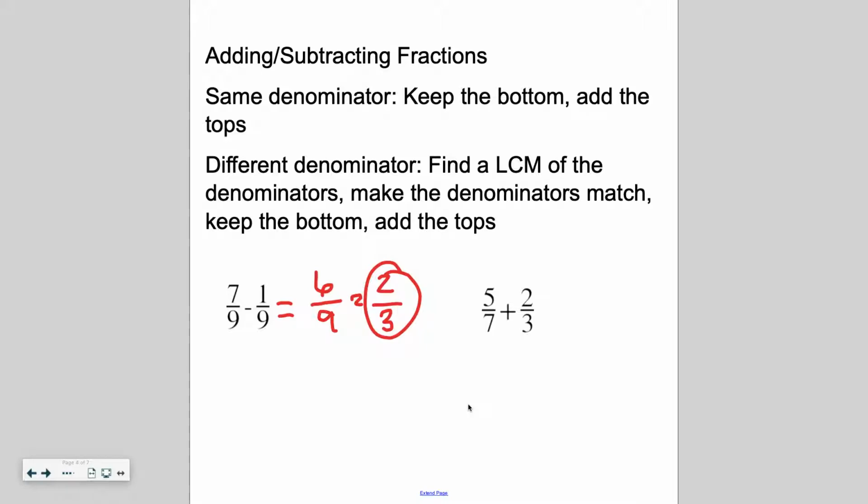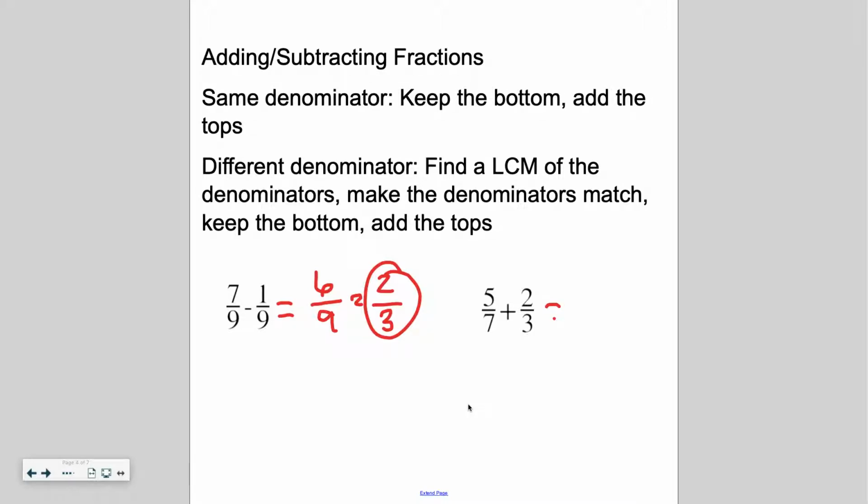Yeah. So you're looking for the least common denominator. So you're looking for the smallest number that both 7 and 3 will go into. Most of the time, the smallest number is just multiplying: you're going to take the 7 and multiply it by the 3, and the 3 and multiply it by 7.